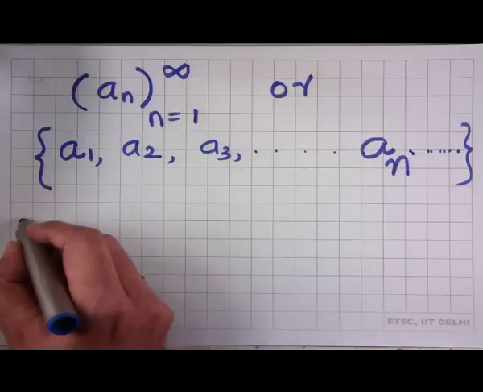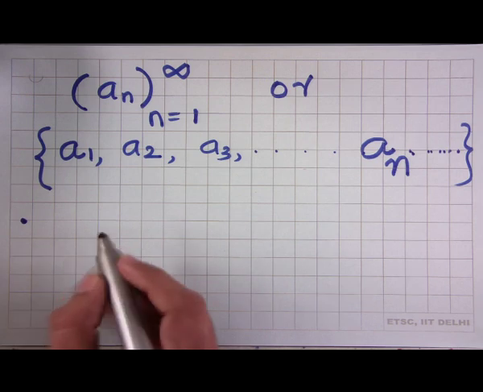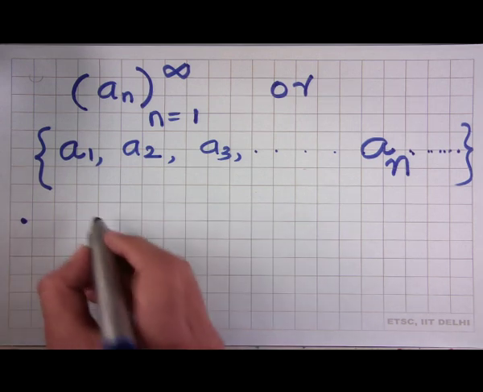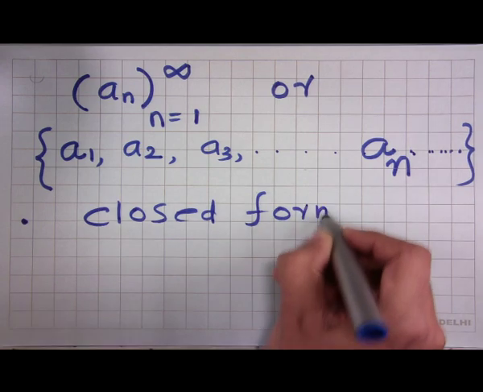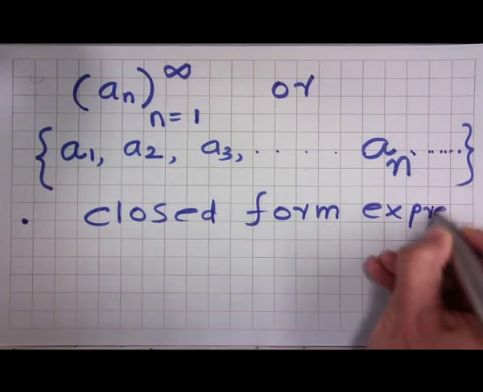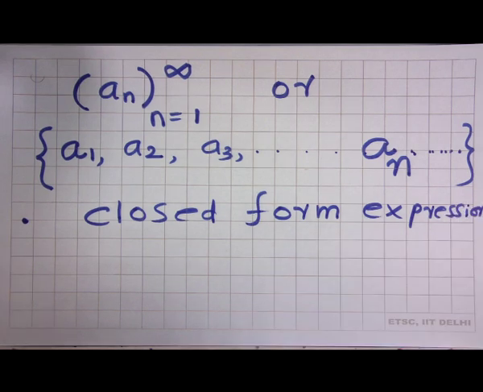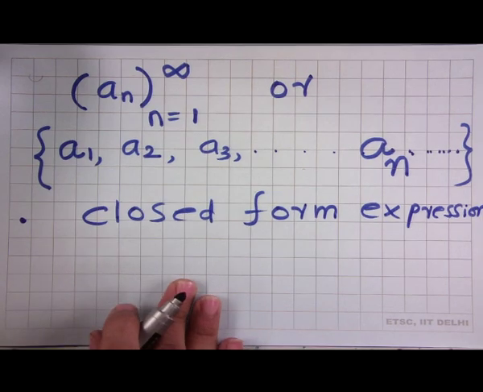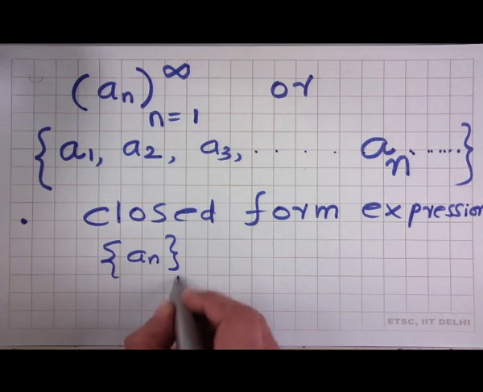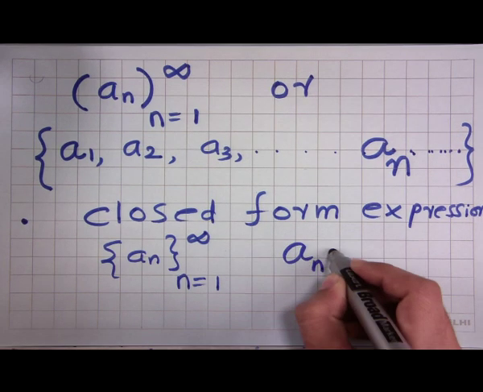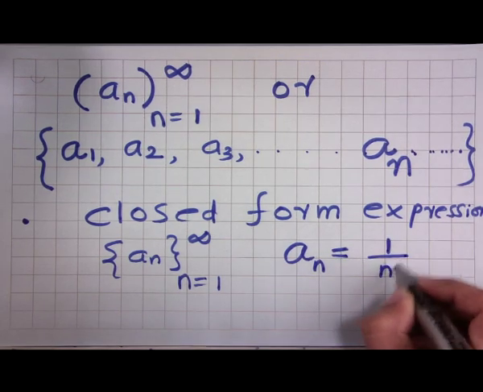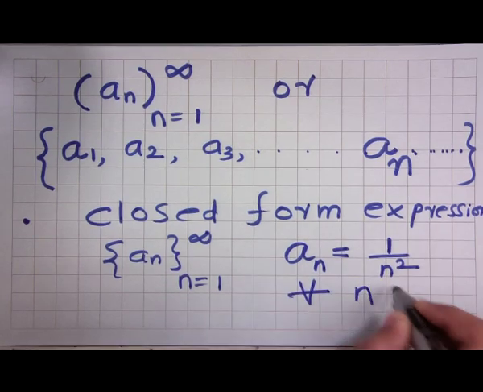We also saw that a sequence can be described in two ways. One is called closed form expression, where the sequence a_n is described by giving a formula for the nth term a_n. For instance, a_n is equal to 1 by n square for every n greater than or equal to 1.